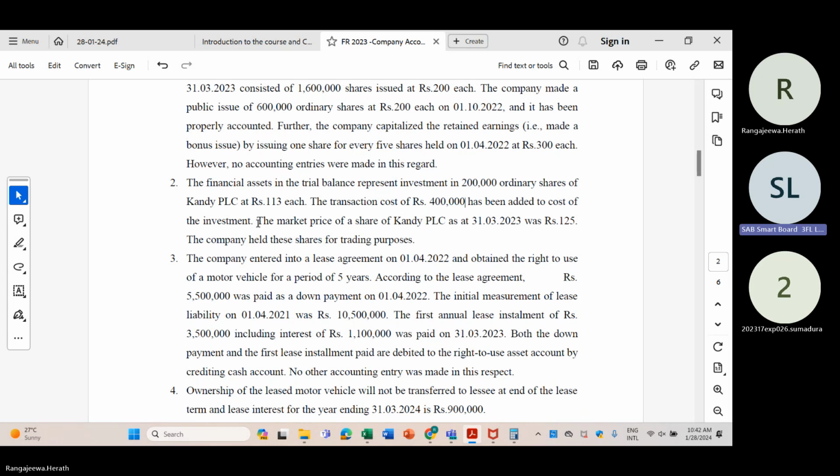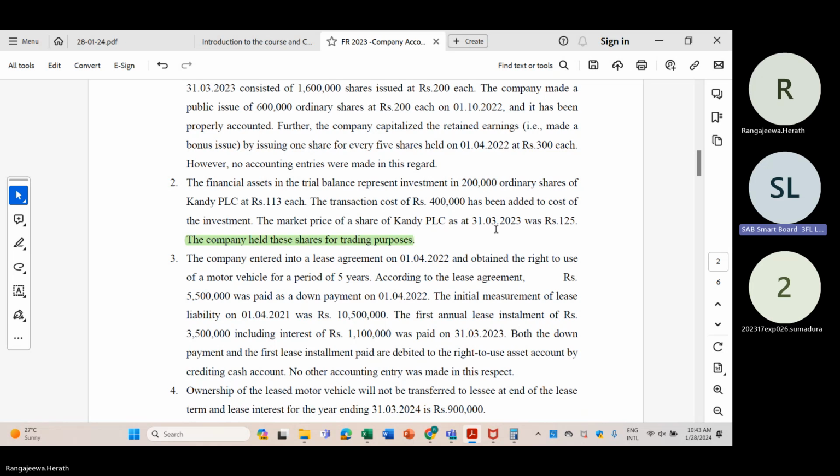The market price of shares of Candy is 125 at year end. The company held these shares for trading purposes. When the company holds an investment in ordinary shares for trading purposes, what is the classification of this? Financial asset at fair value through P&L or fair value through OCI? In the first lecture we discussed financial instruments: we have invested in ordinary shares held for trading purposes, so we don't elect OCI. So it is fair value through P&L.